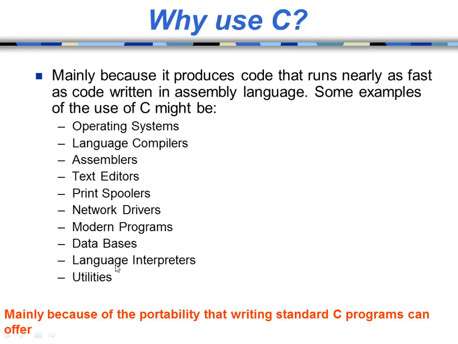Why use C? Mainly because it produces code that runs nearly as fast as code written in assembly language. Some examples of the use of C might be operating systems. We can make different things like operating systems, language compilers, assemblers, text editors, print spoolers, network drivers, etc. Mainly because of the portability. Portability means that we can write a C program and run it on different platforms.